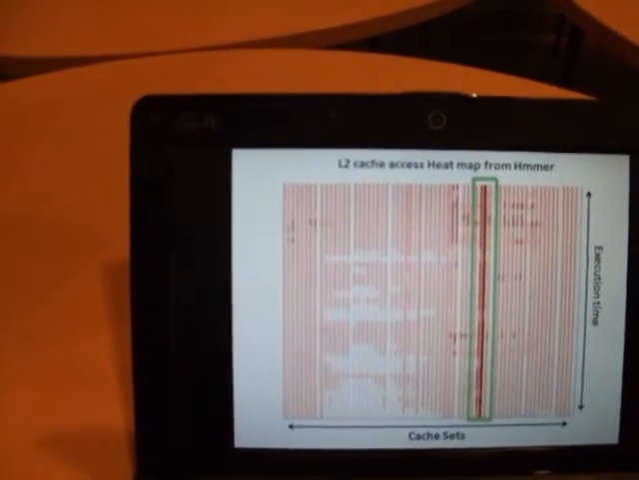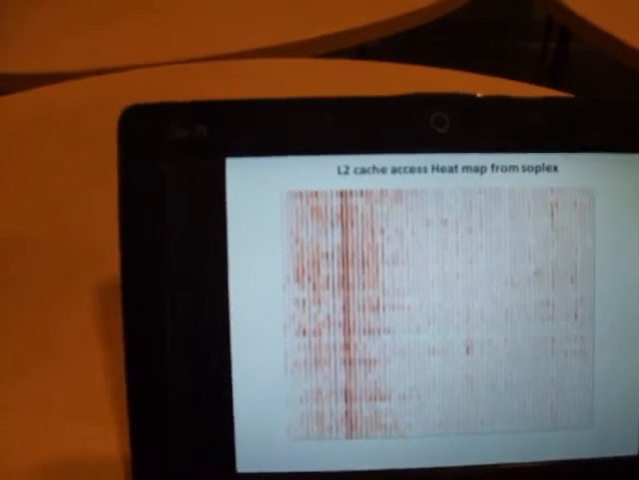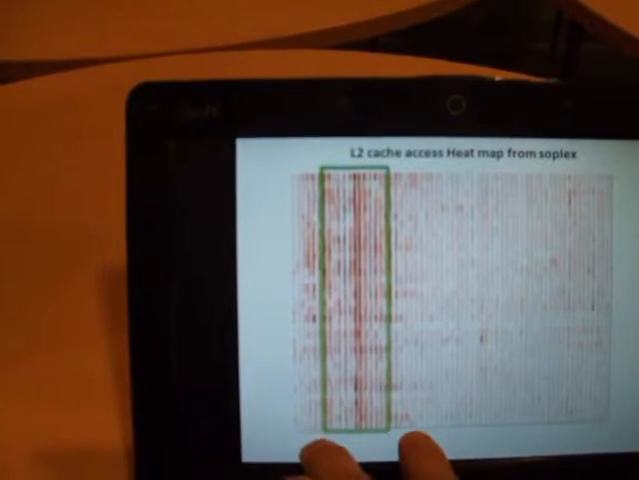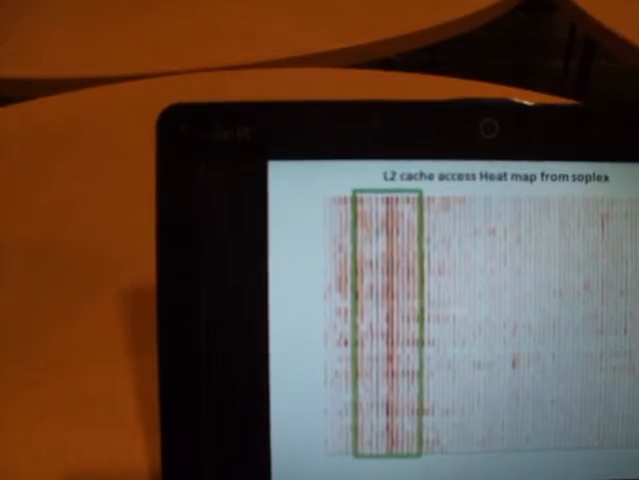with better efficiency. And this is also a heat map from Soplex, and in this case we can access just this range of sets. Then we can also be more efficient in issuing our attack.